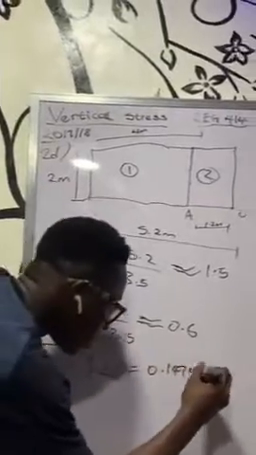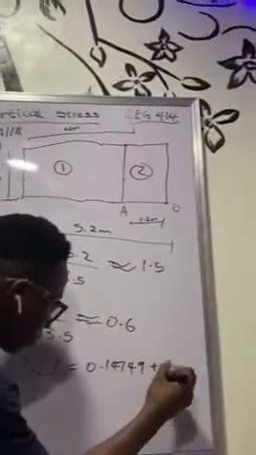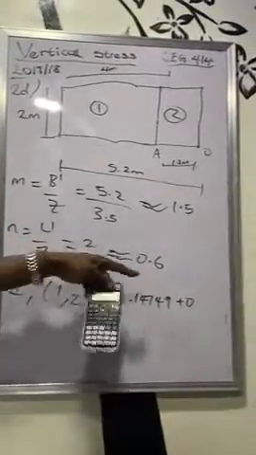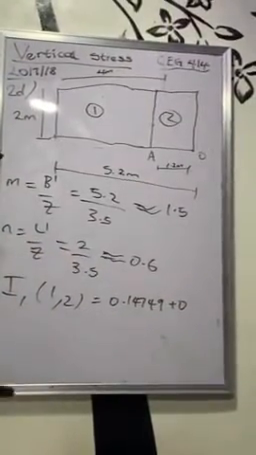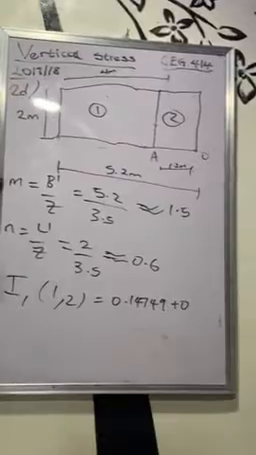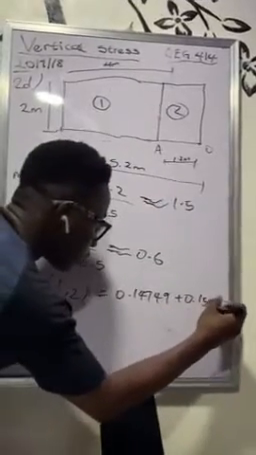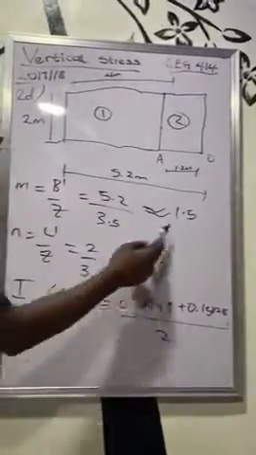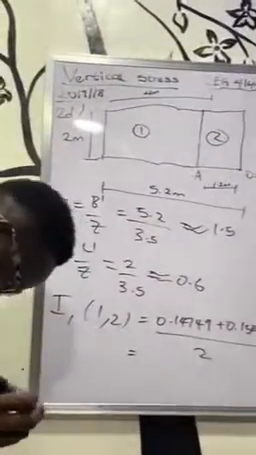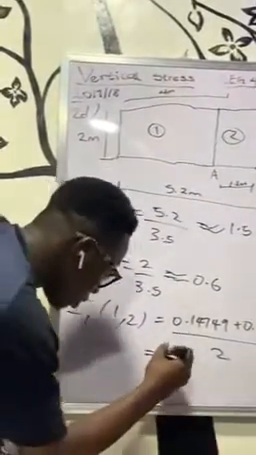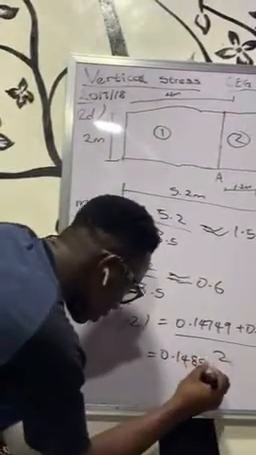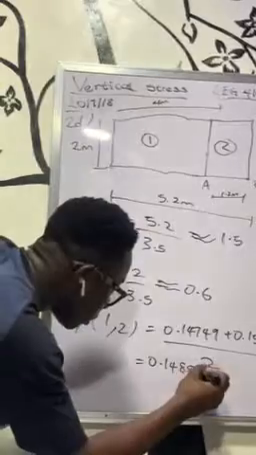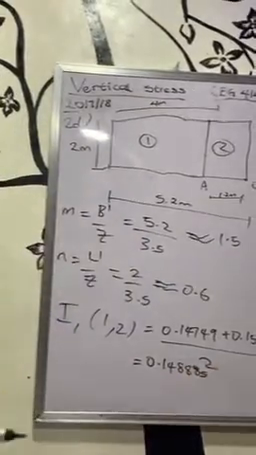0.14749. And for m equals 2 and n equals 0.6, you see your influence factor to be equal to 0.15028. And when I divide this by 2, I'll get the value for 1.5. So after doing this, I'll get my influence factor to be 0.1488885.